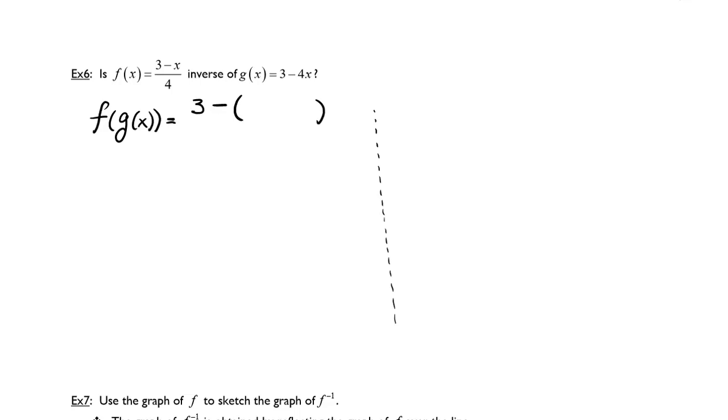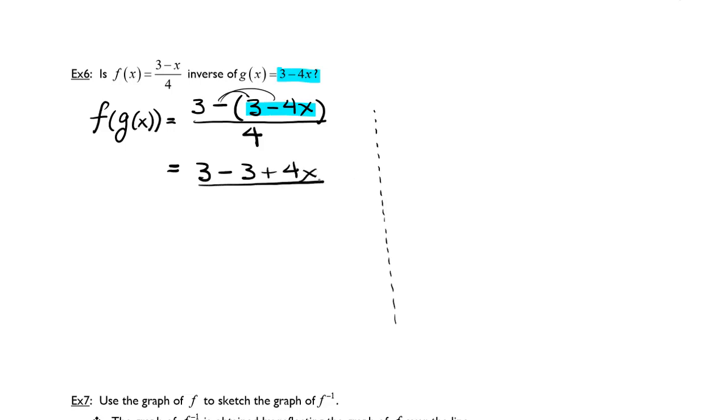That will give me 3 minus the quantity 3 minus 4x, all over 4. If I simplify that, I will get 3 minus 3, distributing the negative to both, plus 4x, all over 4. And then 3 minus 3 adds to 0. That gives me 4x over 4, and then reducing my fraction gives me x.